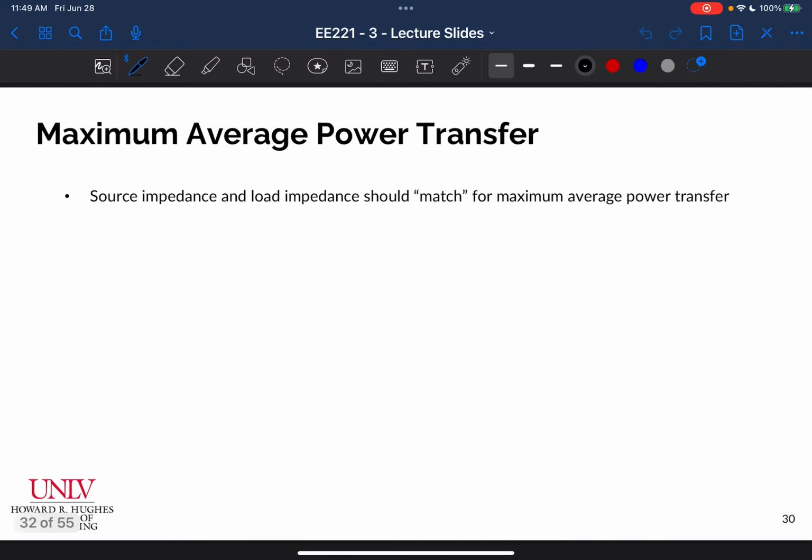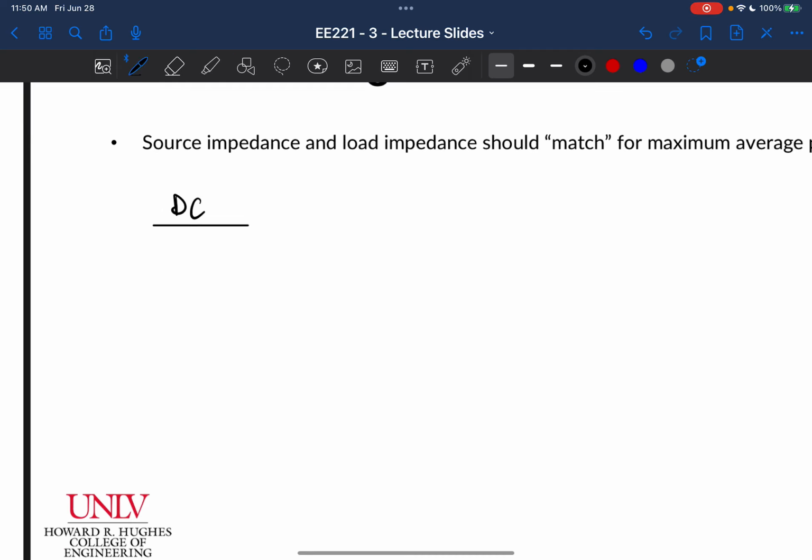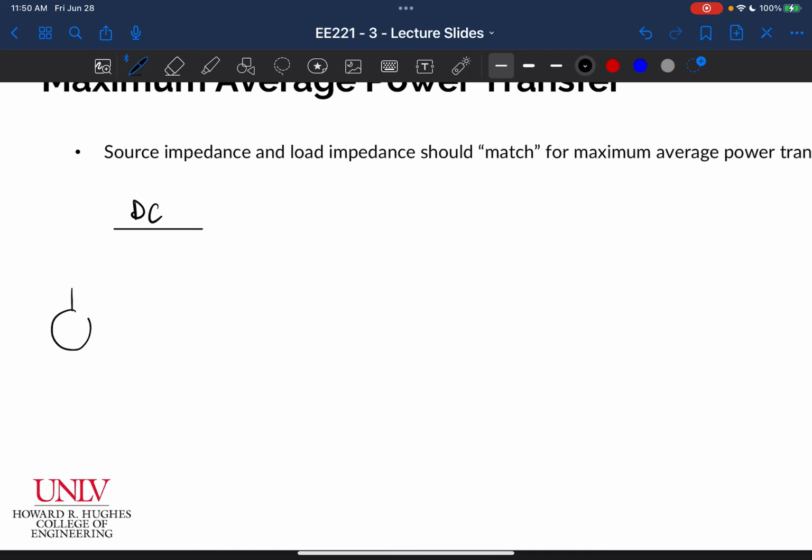But for now, I'm just going to move on to maximum average power transfer. I'm going to cover this pretty quickly. So for DC, maximum average power transfer, I didn't talk about this in 220. But for DC circuits, if I have some kind of a circuit here, most of the time, my voltage source or whatever I'm using to supply power to my circuit is going to have some source resistance. We can call that RS, okay?